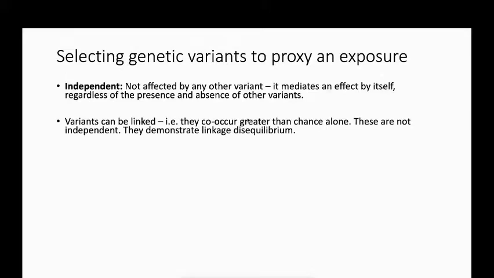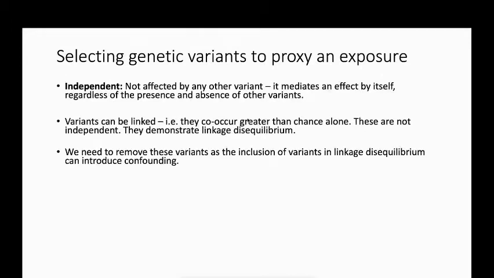However, sometimes variants aren't independent. They can be what we call linked. They can co-occur at a level greater than what we would expect by chance alone, i.e. they're not occurring at random. And importantly, these are not independent variants. If these variants are linked, they demonstrate what we call linkage disequilibrium, okay? And that means that they're correlated, they're related, they're almost like twins, essentially.